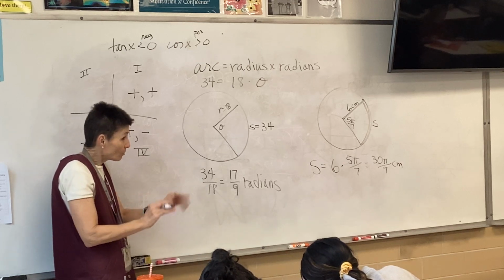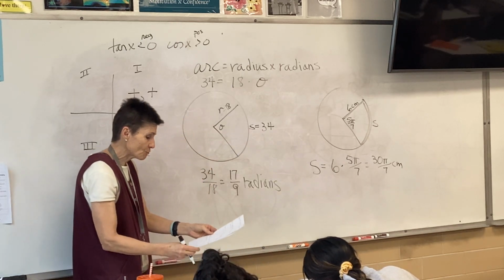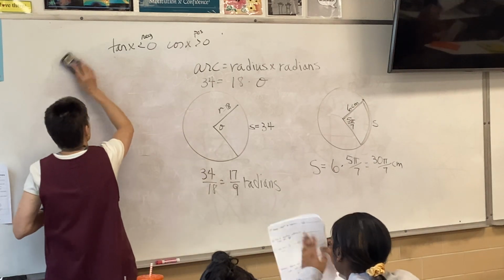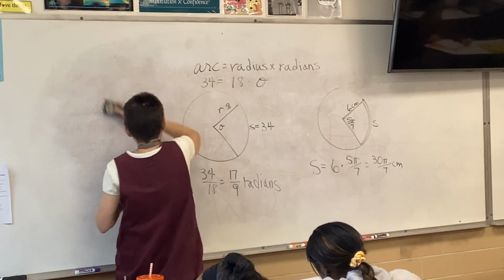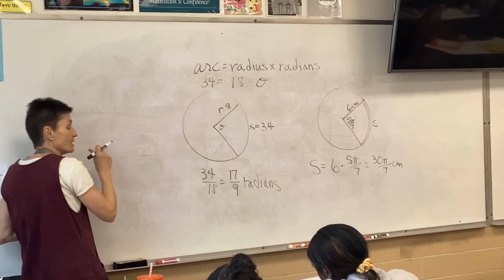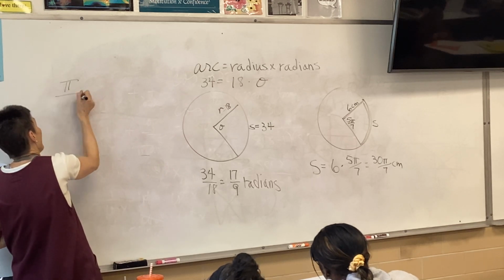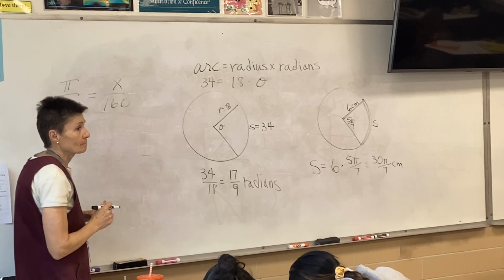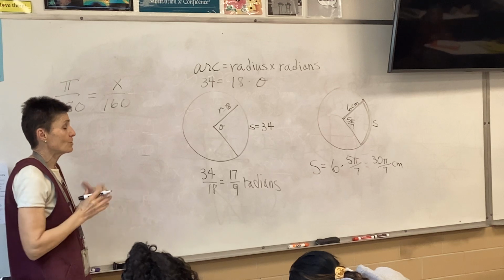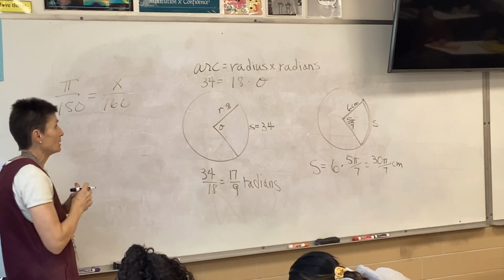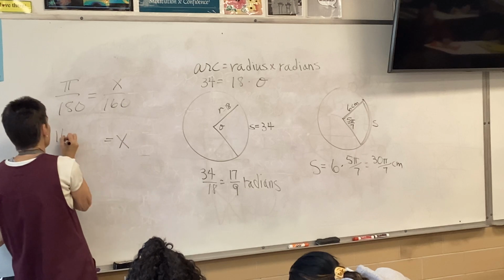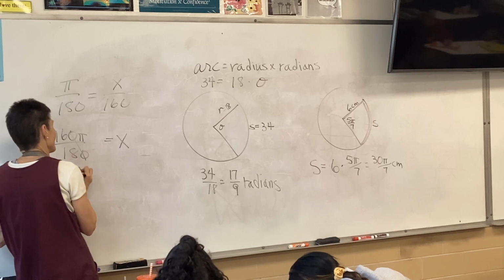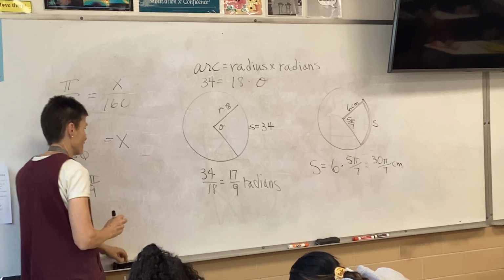So far? Okay. Change 160 degrees into radians. I think this was on your last quiz. Pi over 180 equals something over 160. Again, there's other ways to do this, but this is how I will do it every time. So I got 160 pi over 180. Did you get 8 pi over 9?